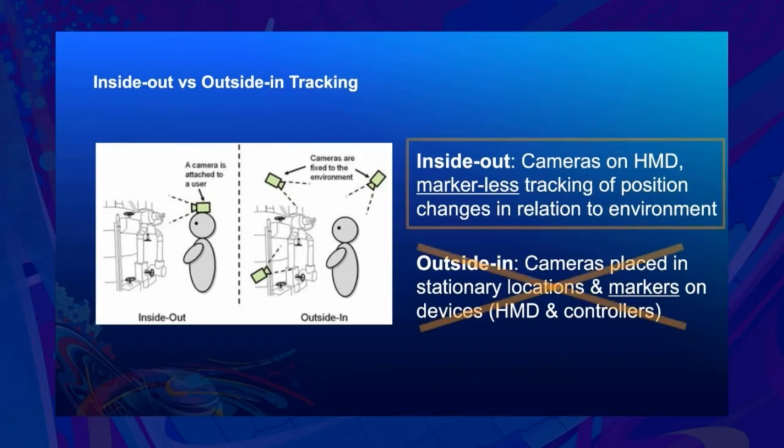So therefore, inside-out is usually the more preferred method, as it relies on sensors that are built into the device. And markerless tracking means that it doesn't require a physical object for initial calibration and relative surfaces to determine the position and the orientation to respond to our different movements. So it feels as natural as possible.